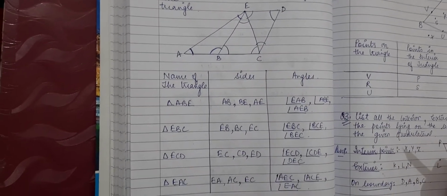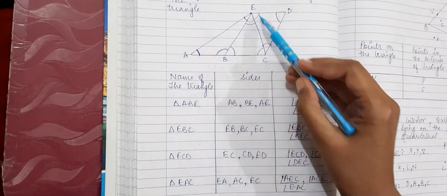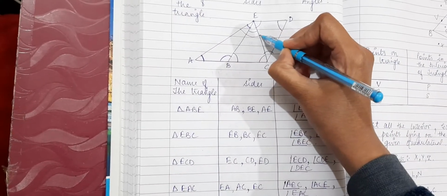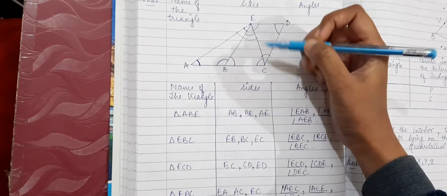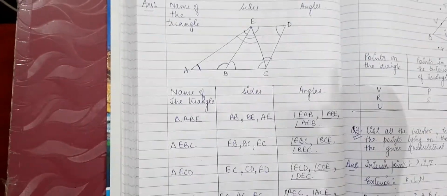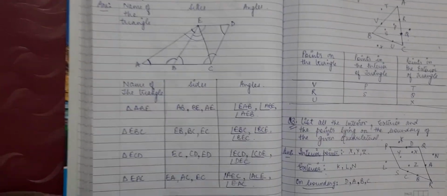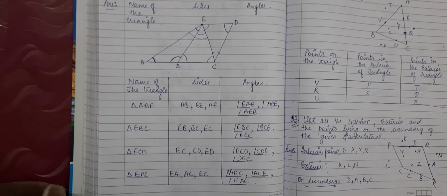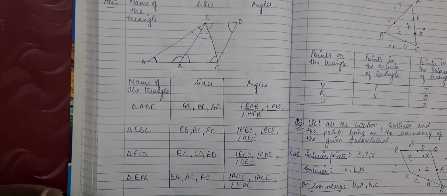And what will be the angles of this? The angles of this are going to be AEC. This complete angle I am going to count now. AEC, ECA, EAC. So these are the angles of this triangle. So you can see this is question number 1. You can pause the video to note it down. That's how you have to do it.